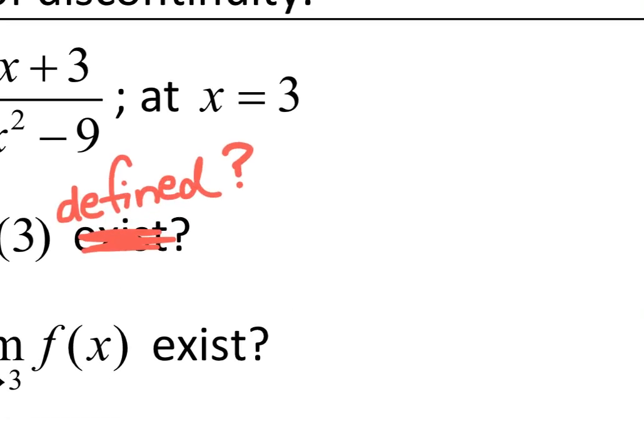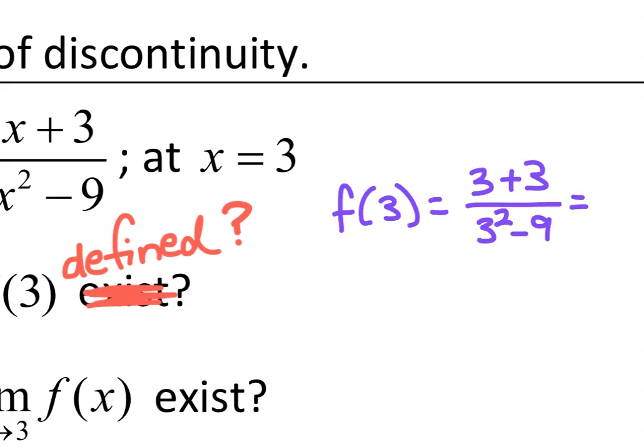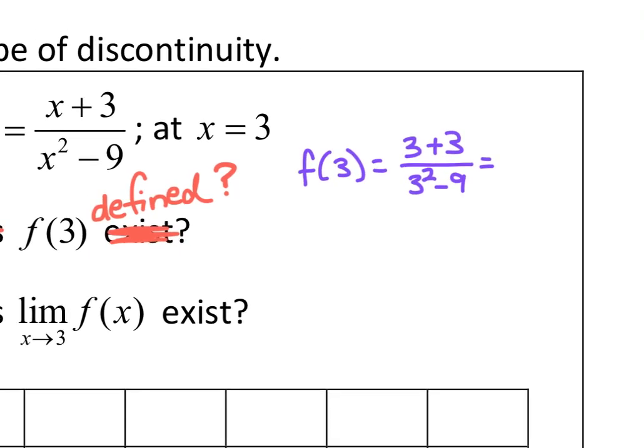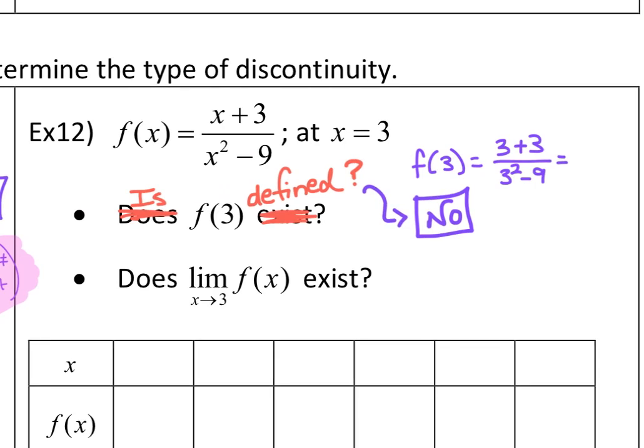And in order to answer that question, we're going to substitute the 3 for the x's. So that'll be 3 plus 3 over 3 squared minus 9. And we see that that makes the denominator 0. So your answer to this question number 1 is no. And again, I understand that you know at this point that it's discontinuous, but I want you to continue the process so that you show the answers to all 3 steps.